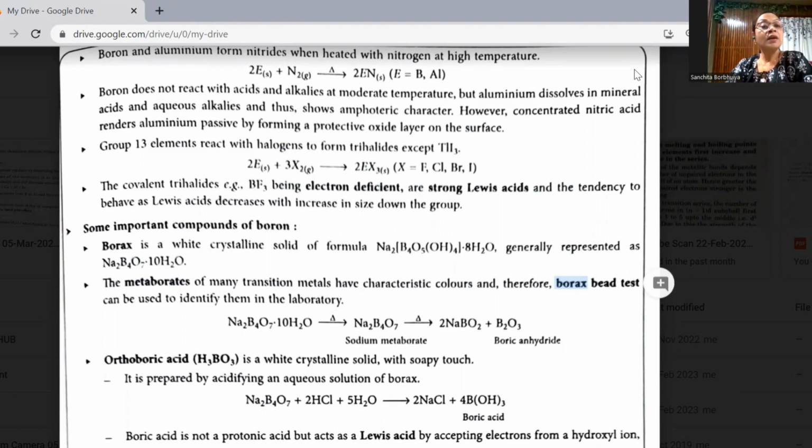Boron does not react with acids and alkalis because of its small size. But aluminum dissolves in mineral acids and alkalis because it shows its amphoteric character. If you use nitric acid with aluminum, you will get an oxide layer. The aluminum will be rendered passive because of the formation of the oxide layer. So these are things to remember.